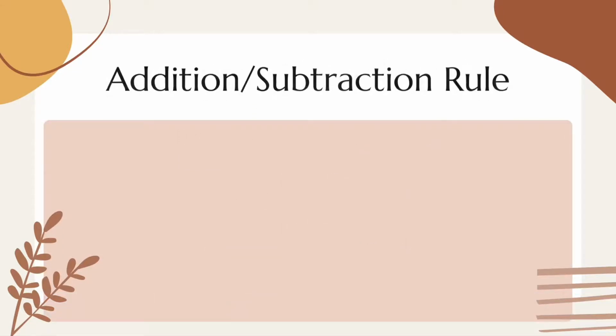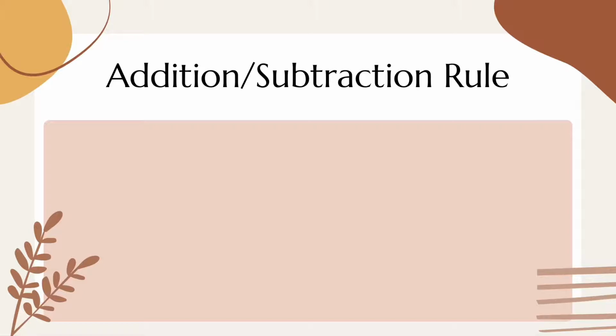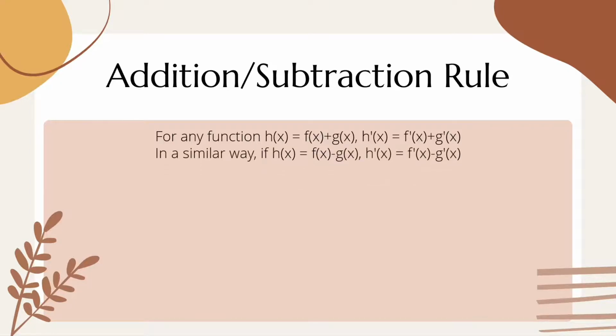Our next rule is the addition and/or subtraction rule. This rule states that for any function h of x equals f of x plus g of x, its derivative would be f prime of x plus g prime of x. In a similar way, if h of x equals f of x minus g of x, its derivative would be f prime of x minus g prime of x.